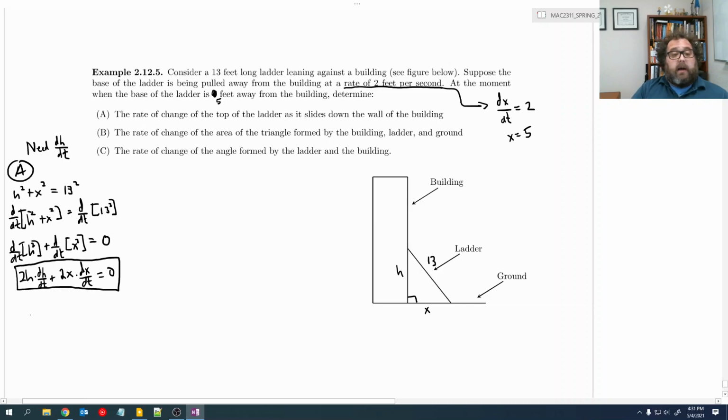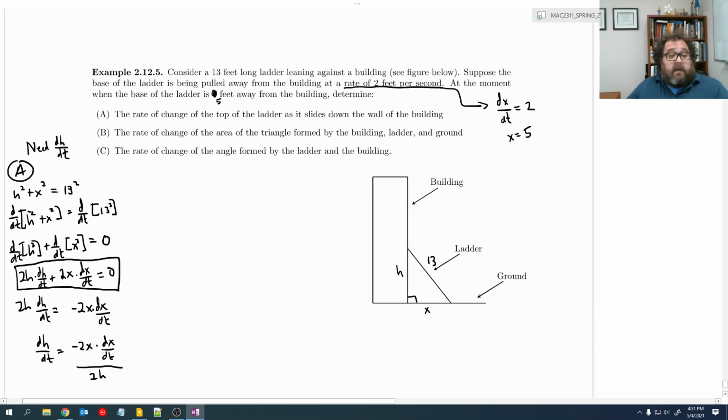Well, what do we know? Actually, let's go ahead and solve for dh/dt in the abstract, and then we'll plug in. So if we want to do that, what do we get? We get 2h dh/dt. We'll subtract the 2x dx/dt from both sides. And then to solve for dh/dt, we divide both sides by 2h. So we get dh/dt is negative 2x times dx/dt, all divided by 2h.